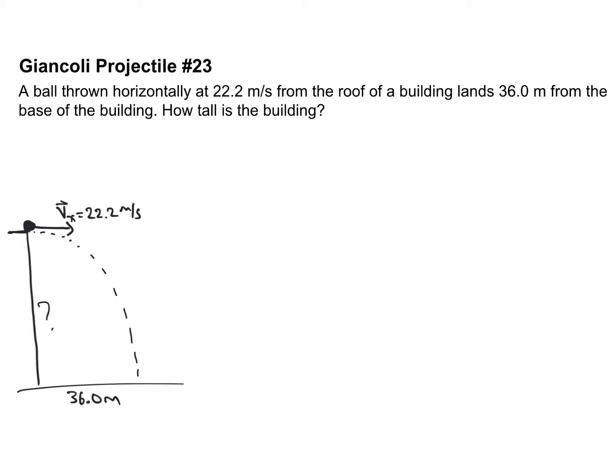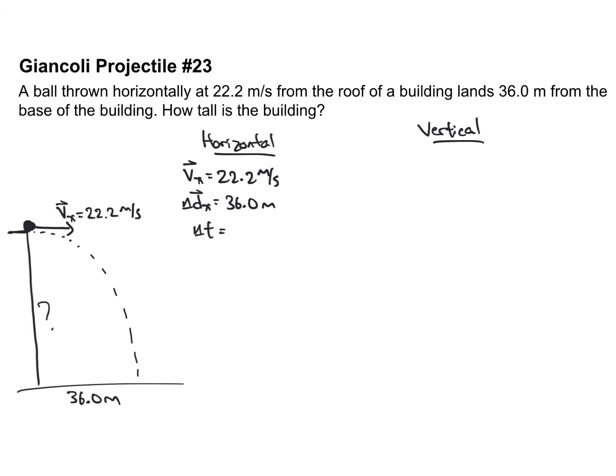So we actually have more horizontal information than we have vertical information. So I'm going to end up starting looking horizontally here. Horizontally, I have the speed, 22.2 meters per second. That's going to be a constant speed. Horizontal speed is constant for projectiles. And it's going to travel an x displacement of 36.0 meters. That can be used to find how long this ball is in the air for the time.